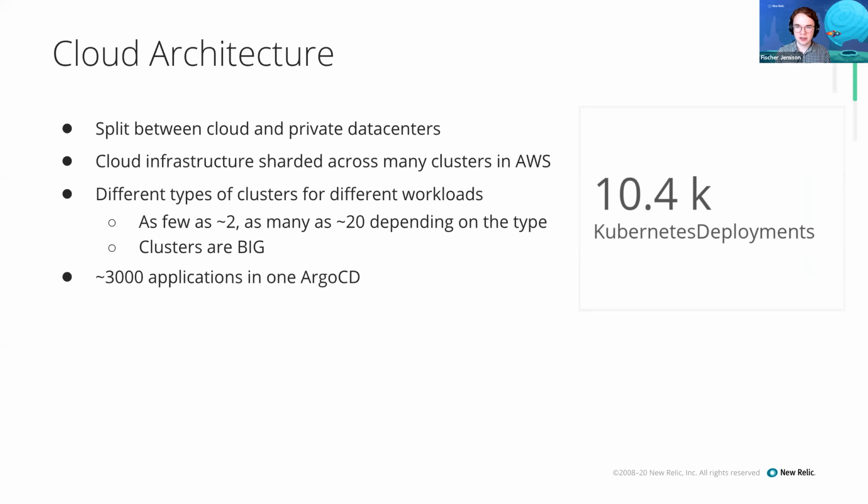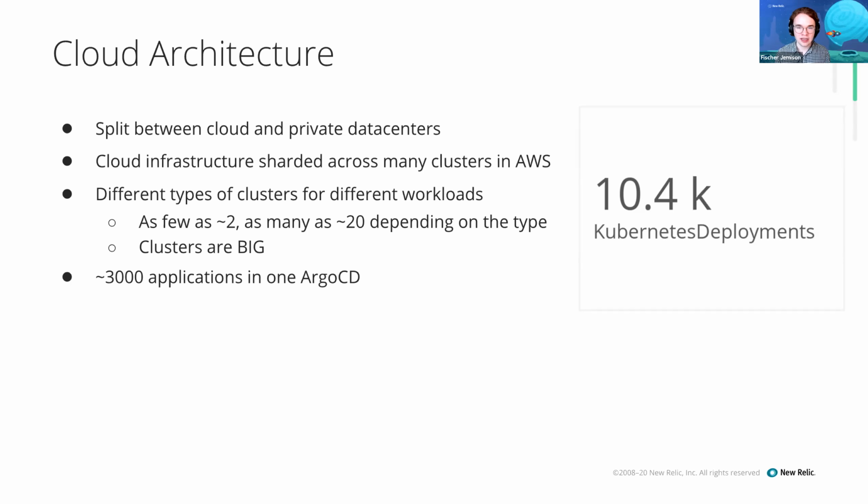And different workloads have different numbers of clusters associated with them, maybe as few as 2 to 4, as many as 15 to 20 at our current scale. And these are really very big clusters with on the order of hundreds of nodes, so pretty substantial.